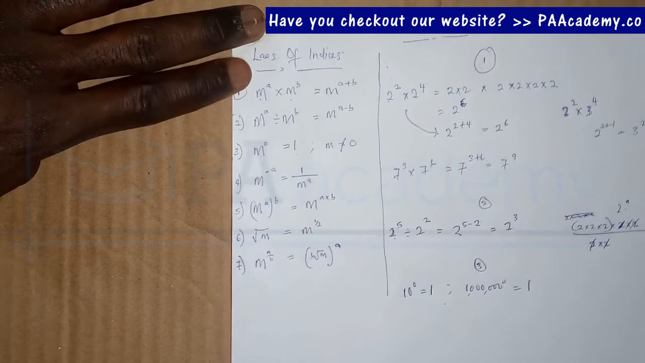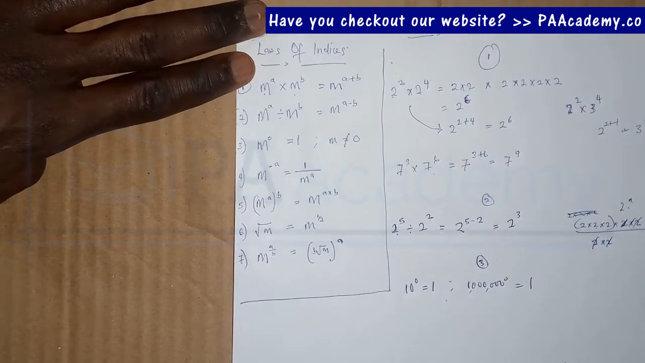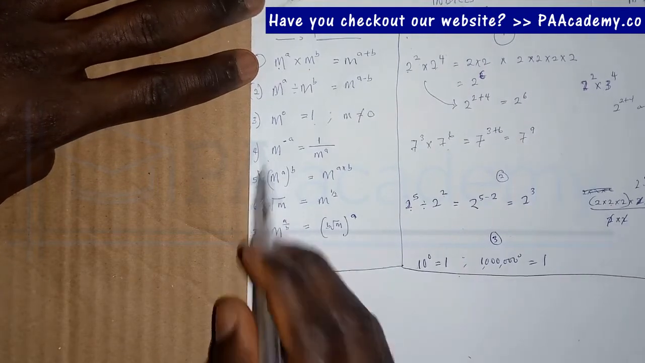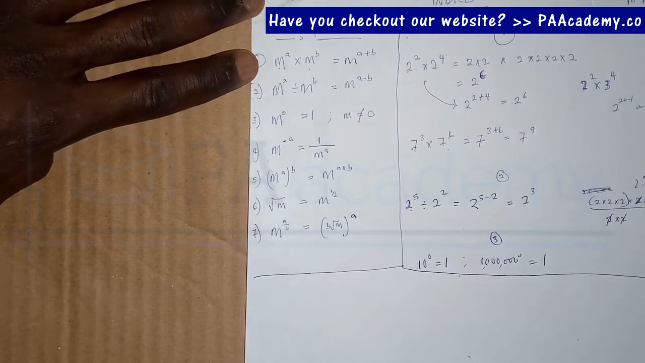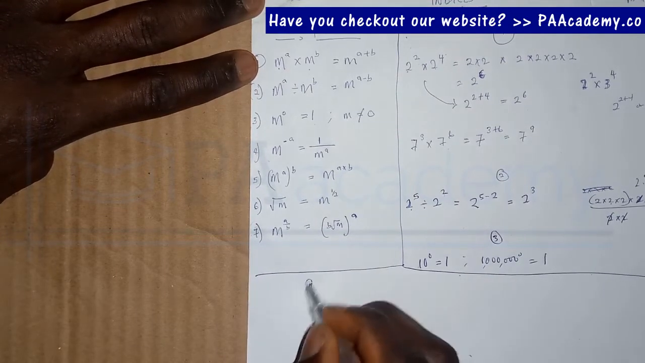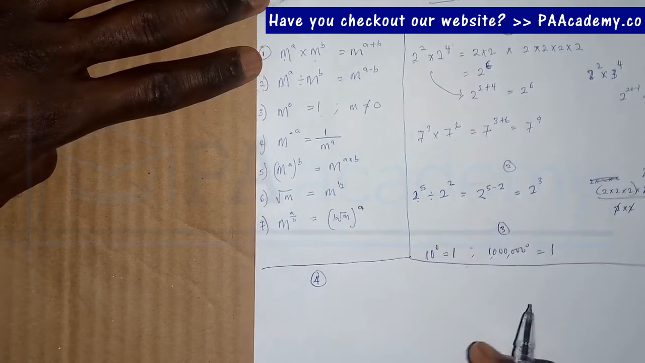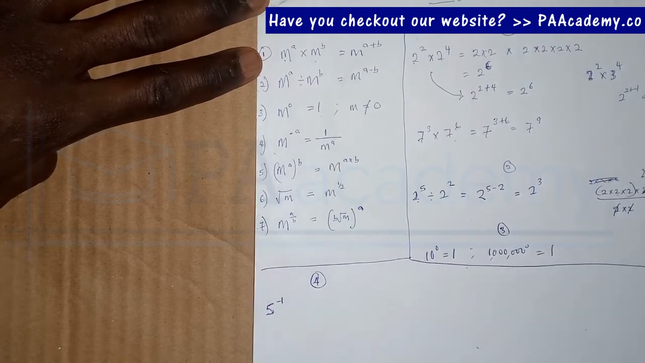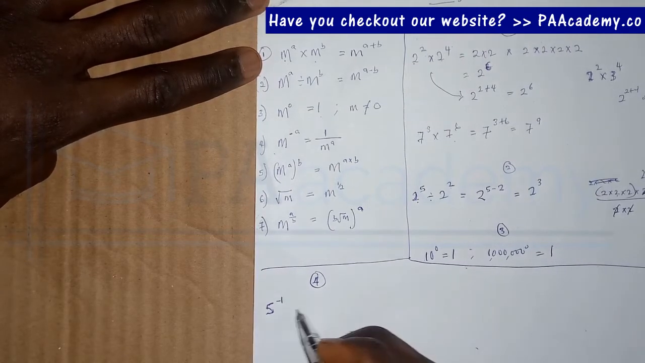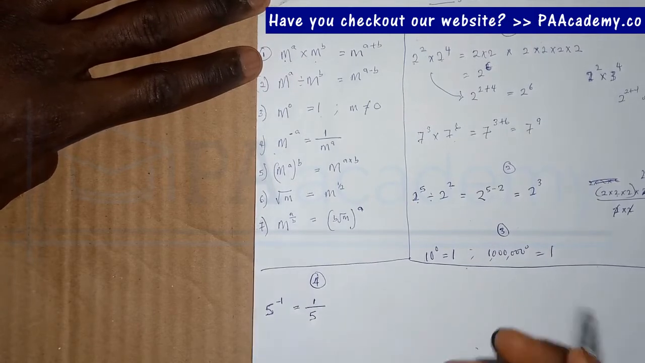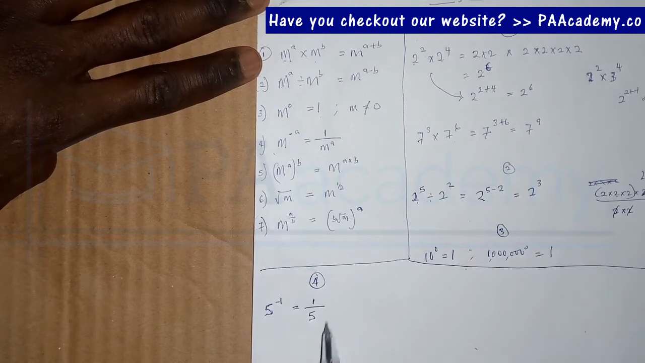So now let's look at an example under law 4. For law 4, let's use this example. Let's say we have 5 raised to power minus 1. Now this 5 raised to power minus 1 can be written as 1 over 5. I hope that is clear. So this has taken away the effect of the negative.